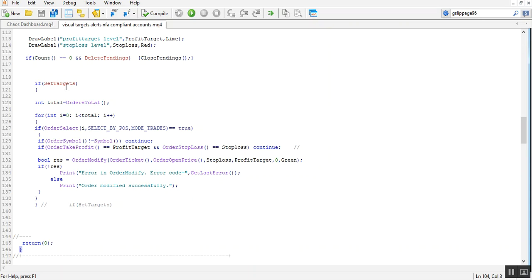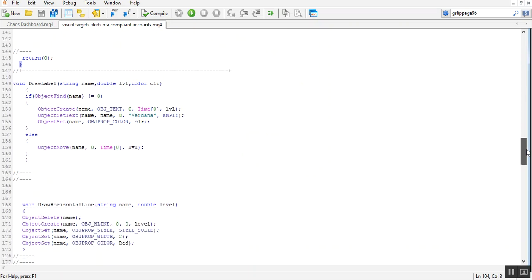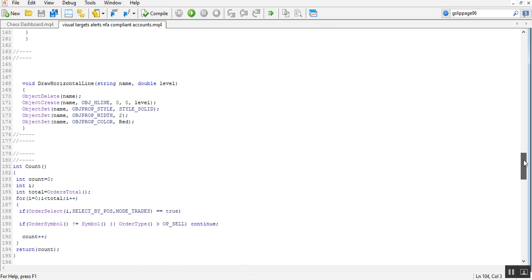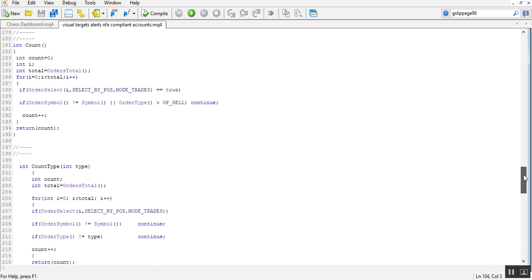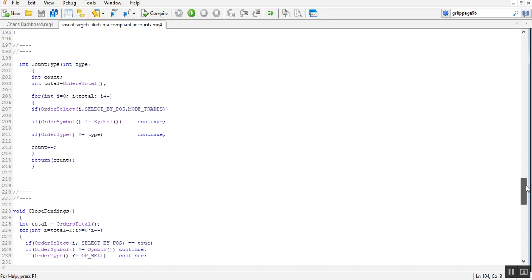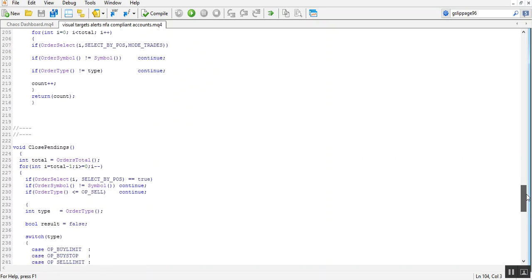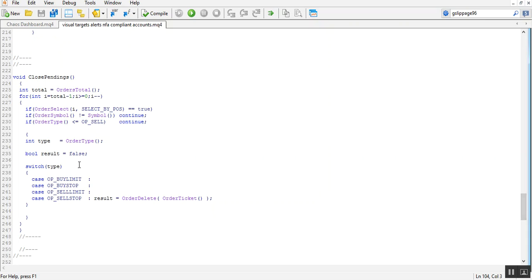And this is just the code for setting the targets. It's one of those things, if you understand it, you'll understand it. Draw labels, probably not being used. Draw horizontal line, you saw that up there. Count, this is just counting, just like I said. It's counting the symbol and active orders, buy or sell. Count type is just counting every single type, buy limit, buy stop. Close pendings, this is just the code to close the pendings, standard.